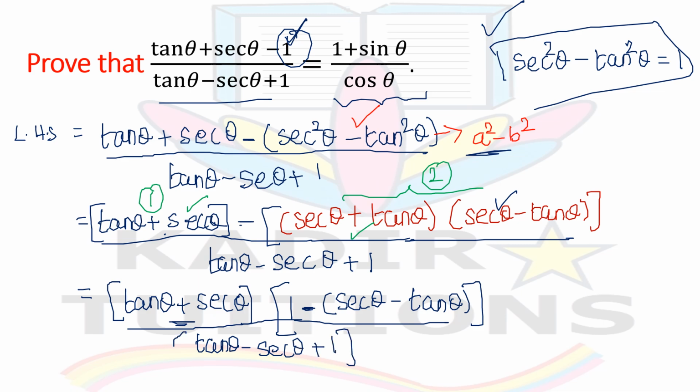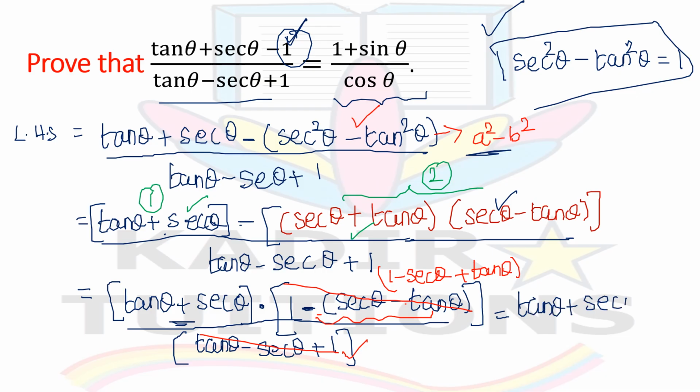See here, in between these two we have a multiplication symbol. If I simplify this term, what will I get? 1 minus secant theta, and minus into minus will become plus tan theta. So what it means is this term and the denominator both are the same. So we can cancel these two terms. So what are we left with? It is just tan theta plus secant theta. This is our answer.